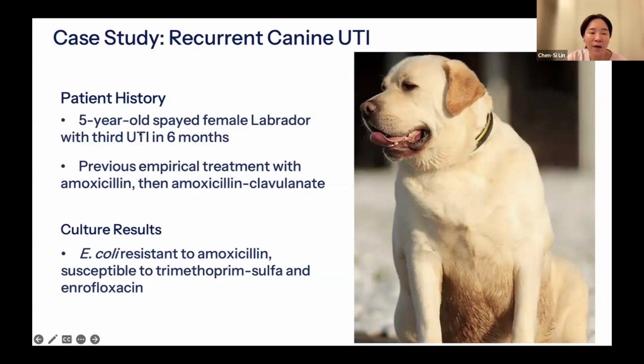In this case, the dog has had a UTI infection for 6 months. The previous empirical treatment was amoxicillin and clavulanic acid. This is the treatment history. For this UTI infection, they took a urine sample and did a bacterial culture and antibiotic test. Finally, they found it's an E. coli infection. However, this E. coli is resistant to amoxicillin, but susceptible to trimethoprim-sulfa and enrofloxacin.